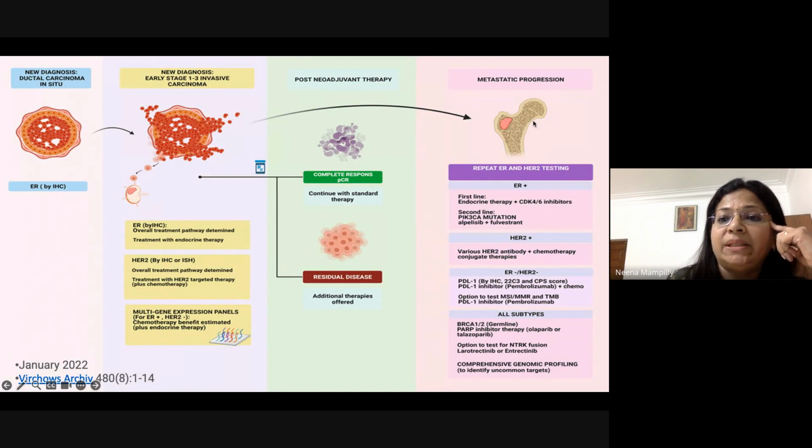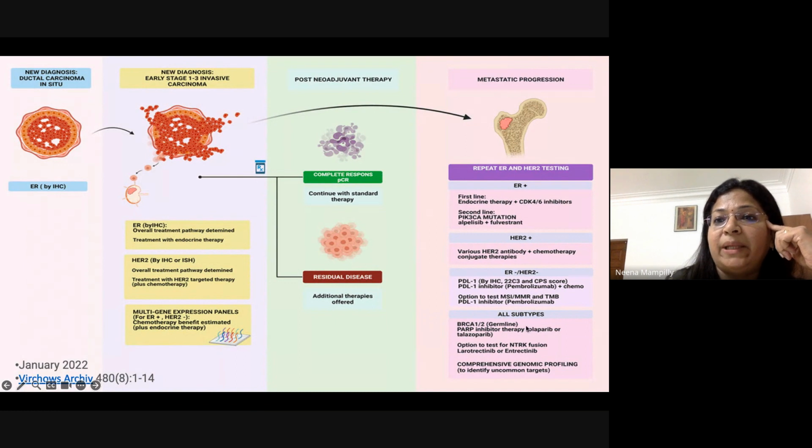And when you have a metastatic breast cancer, you have to repeat ER because they have endocrine therapy plus CDK4/6 inhibitors. In the second line, they look for the PIK3CA mutation because they've got targeted therapy for that. And HER2 has to be looked for because of the susceptibility to HER2 antibody. If it's an ER negative, HER2 negative tumor, they do a PDL1 because a PDL1 inhibitor is available. And you have the option to test for MSI MMR.